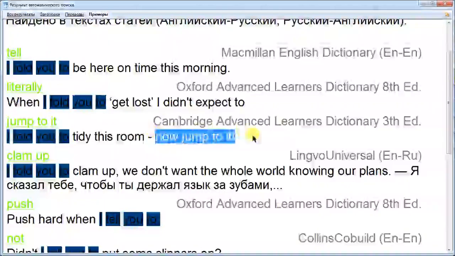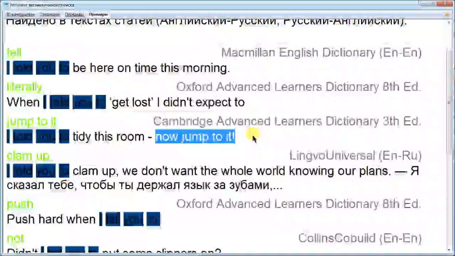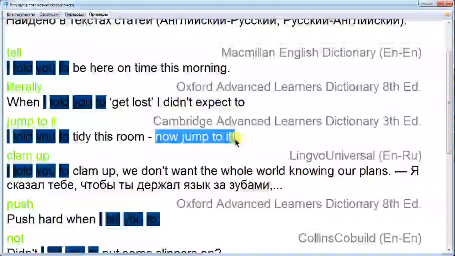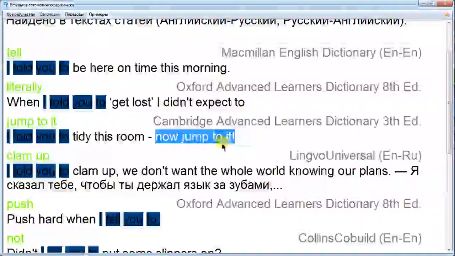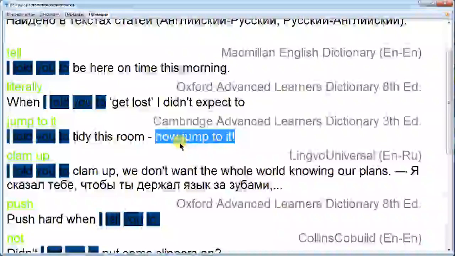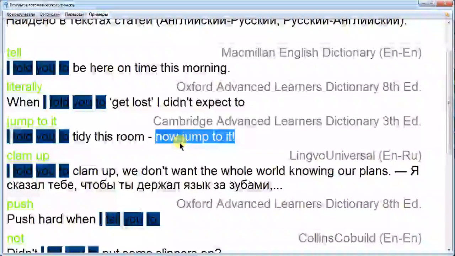Now jump to it. Jump to it means get ready, get moving. Okay? Now, I told you to do your homework. Now, jump to it. You get it? Okay? Yeah, you get it.